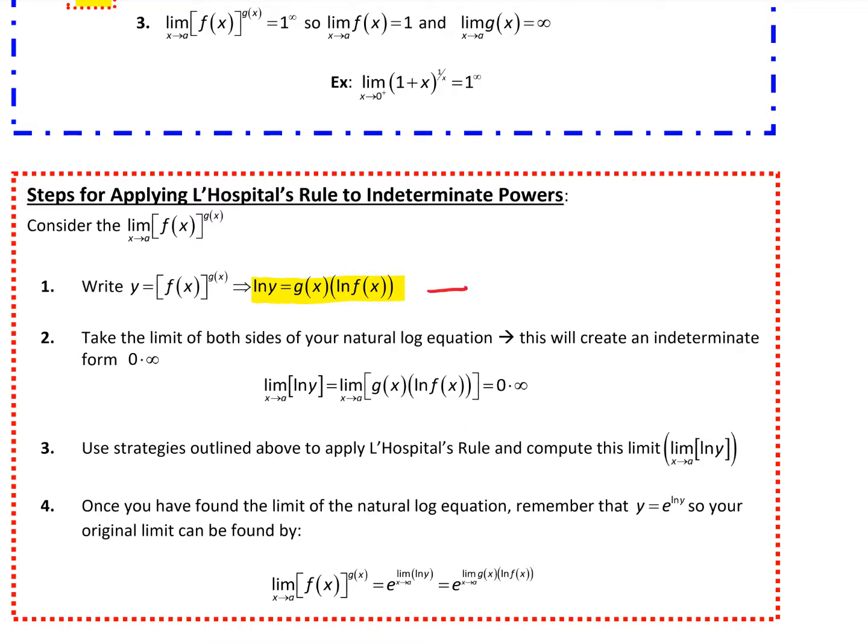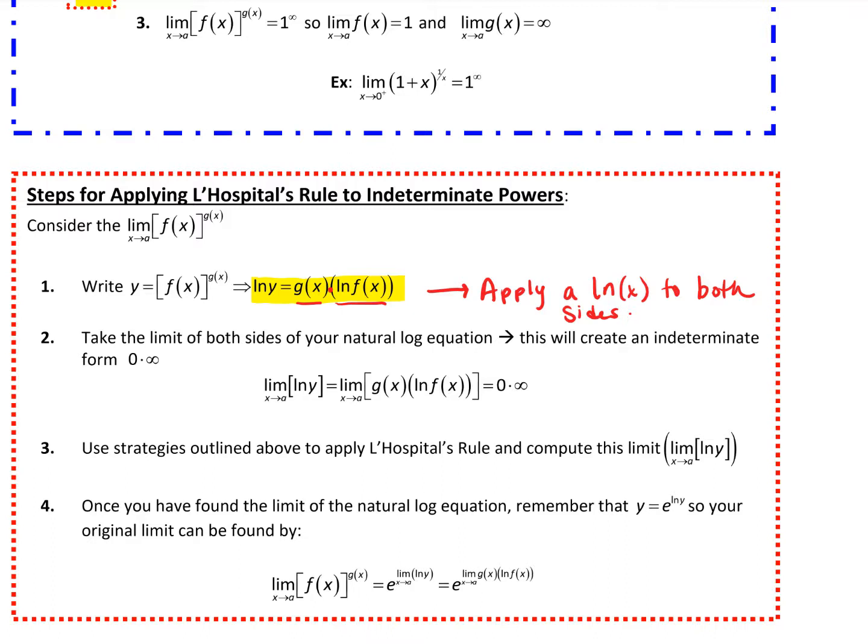So we're going to use those algebraic techniques. We're going to apply a natural log to both sides. And the reason for doing that, of course, is that when we apply the natural log, it's going to bring down that power. So notice on this side, I have now created a product rather than a function to a power. Rather than having a function with a power in the exponent, I now have a product of a function times the natural log of another function.